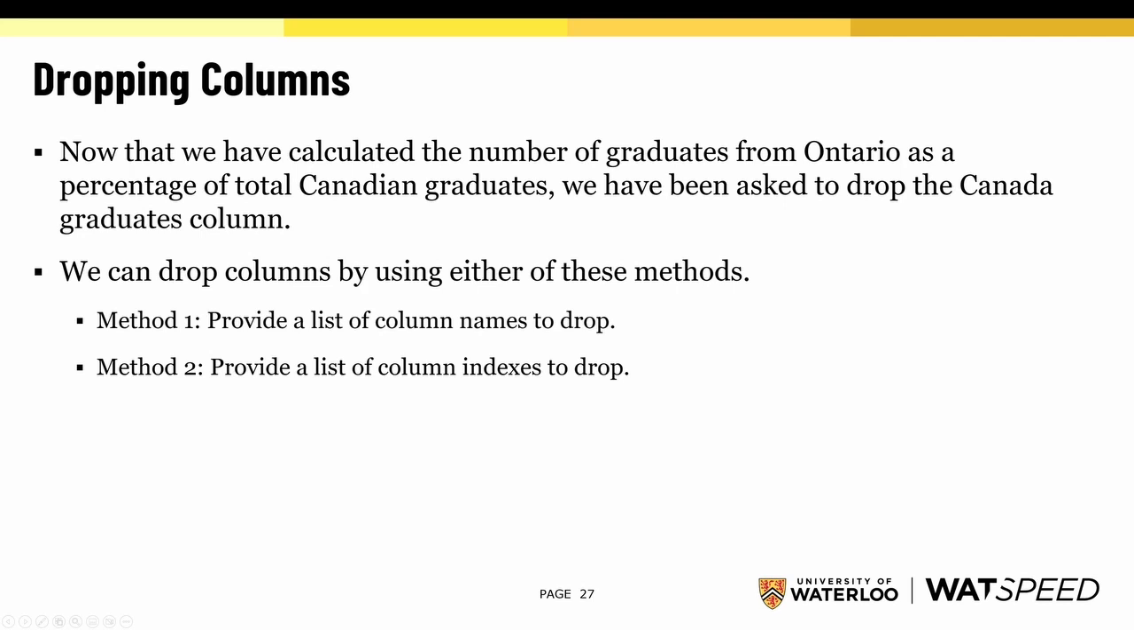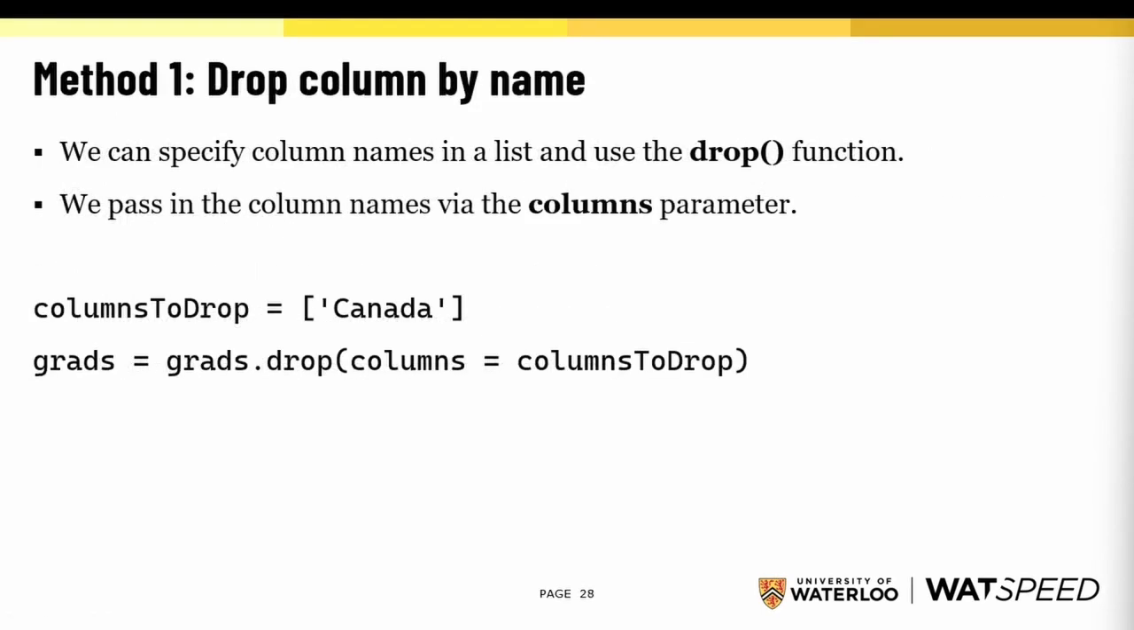Number one, we'll provide a list of column names to drop, or we can provide a list of column indexes that we want to drop. So let's take a look at method one. We can drop columns by name. So we can create a list of columns that we want to drop, and then we pass in the column names to the drop function on our data frame via the columns parameter. Let's give this a try.